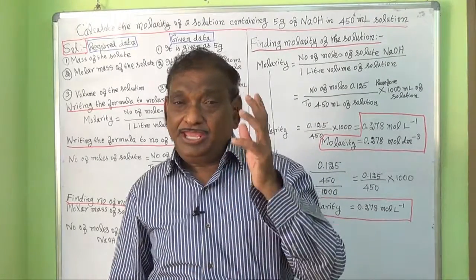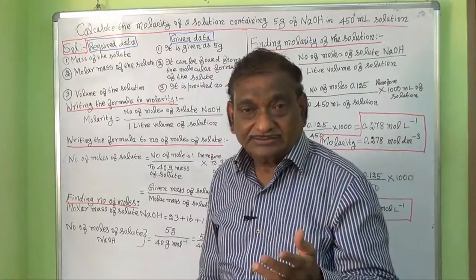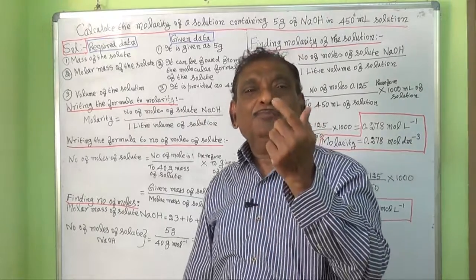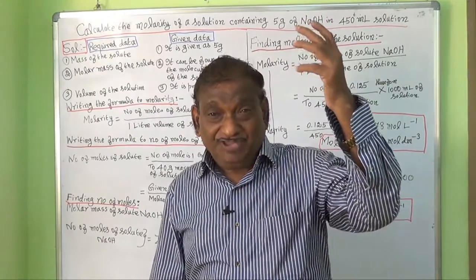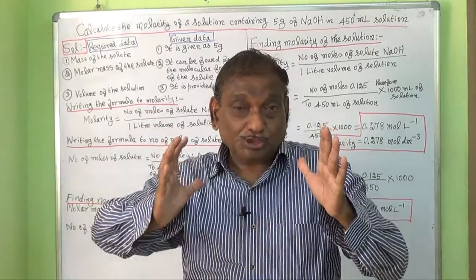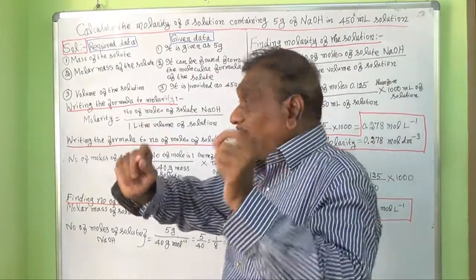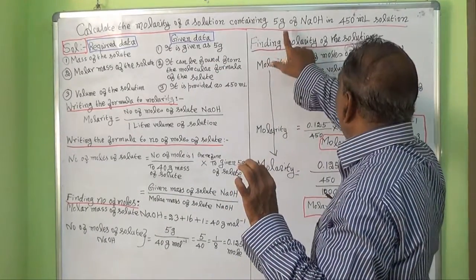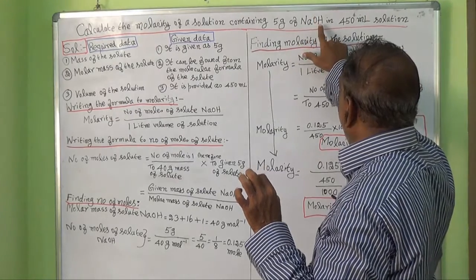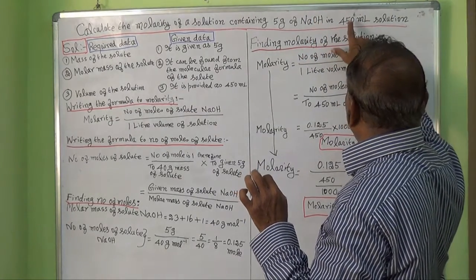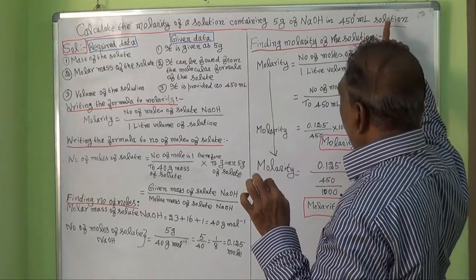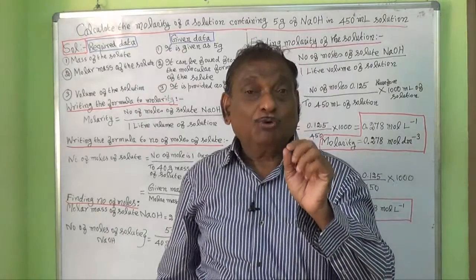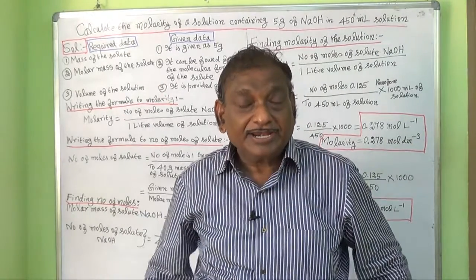We have already calculated the molarity, volume percentage and mass percentage in the previous videos. Today we are going to calculate the molarity of the solution containing 5 gram of sodium hydroxide in 450 ml solution. What is asked? It is asked to find the molarity of a solution.